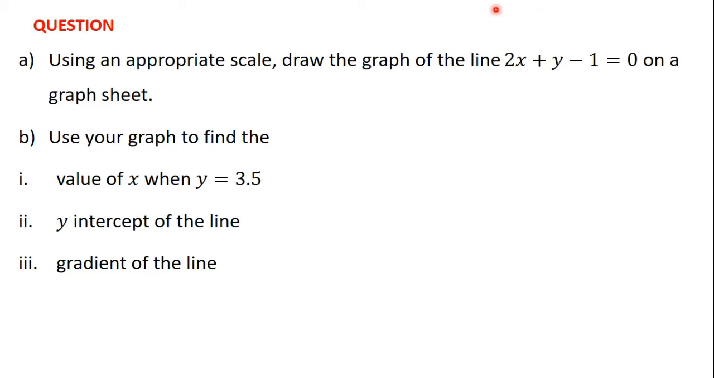So the question wants us to draw the graph of the line 2x + y - 1 = 0 on a graph sheet. We were not given a scale in this question, so we are going to choose our own scale. That is why the question says that we should choose an appropriate scale. Then we use the graph that we draw to solve these questions. In this video, we will solve the first part, that is drawing the graph of the line 2x + y - 1 = 0.